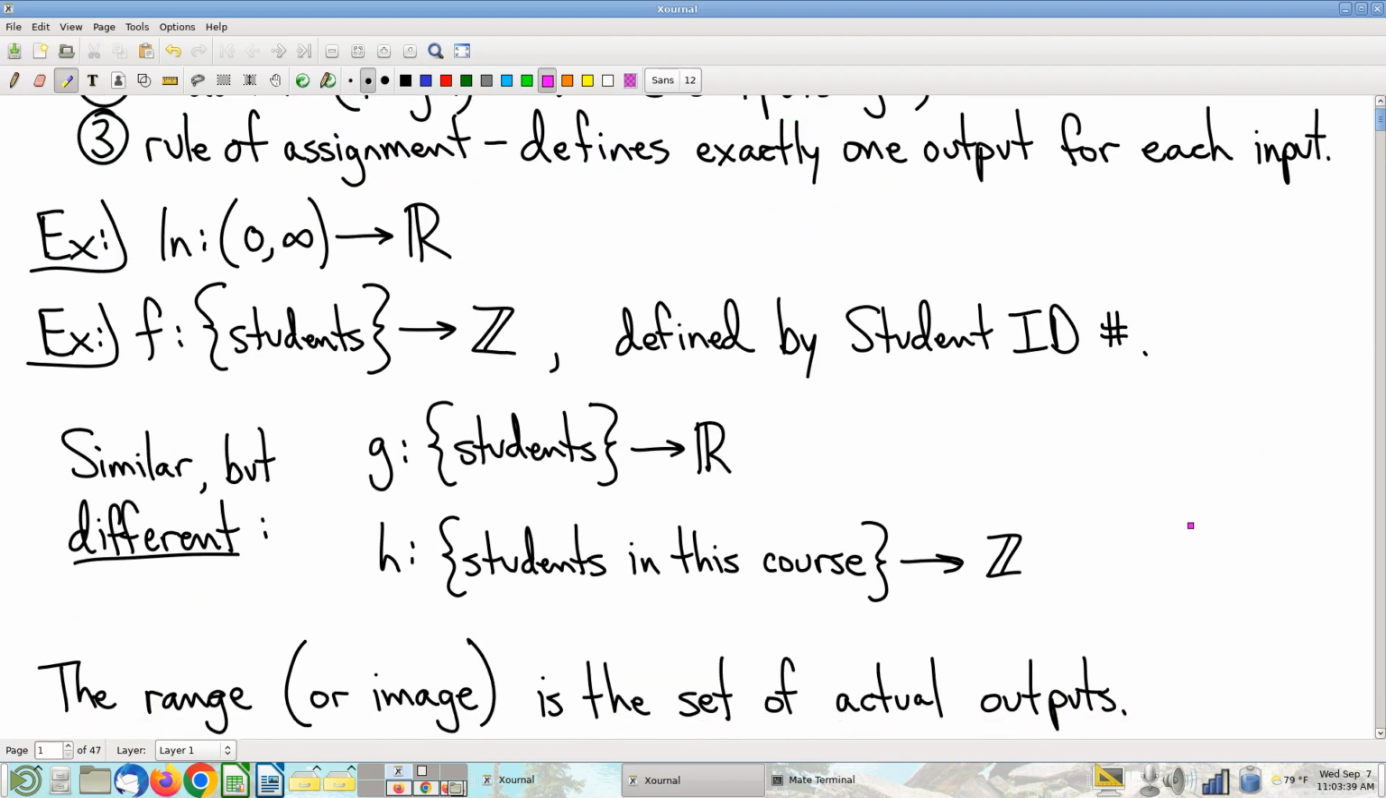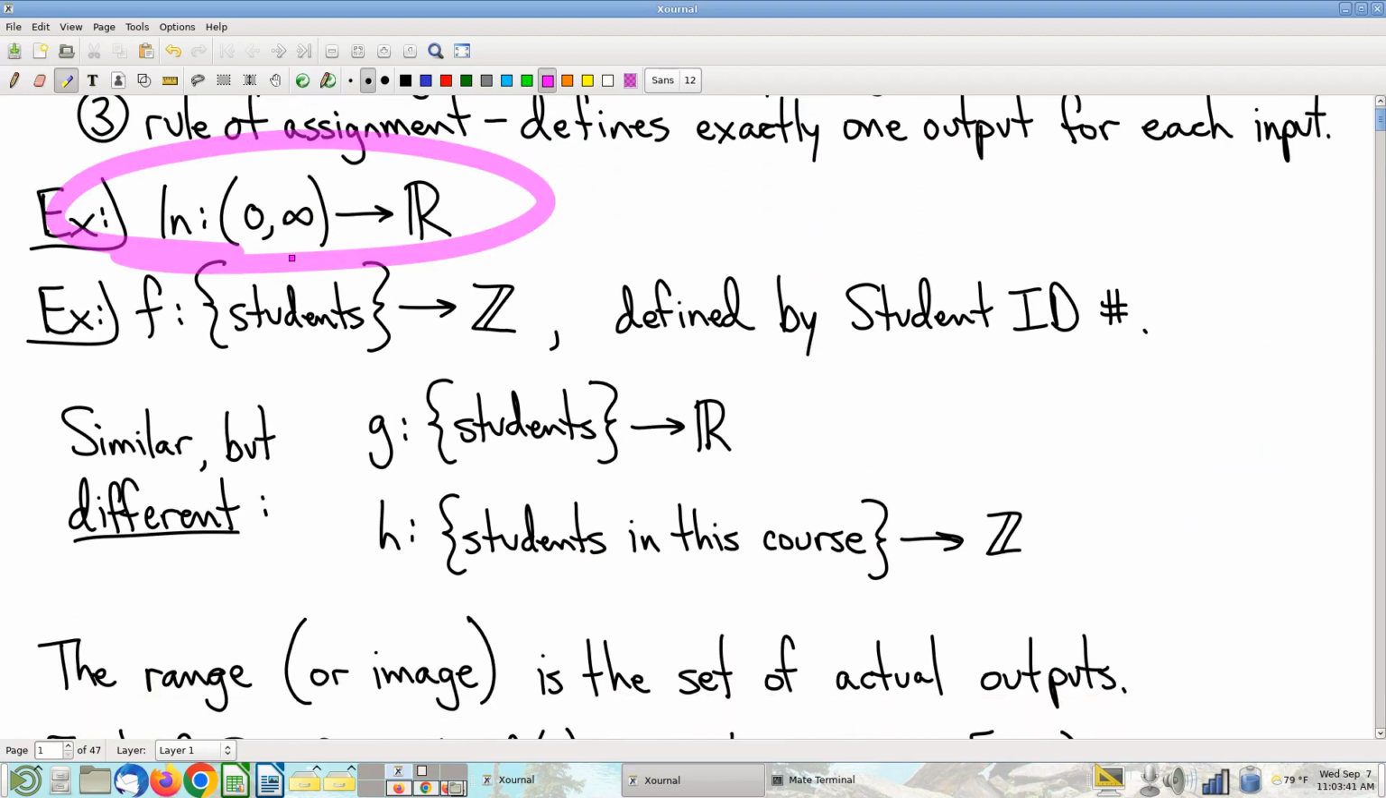So a couple of examples. Here's an easy one: natural log. Y'all know that function. Here it's defined for positive real numbers. And when you take the natural log of a positive real number, you get a real number. So we have here domain, target, rule of assignment, and how you define log, there's various ways you can write it down. That's not what this is about.